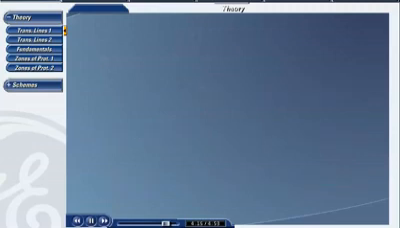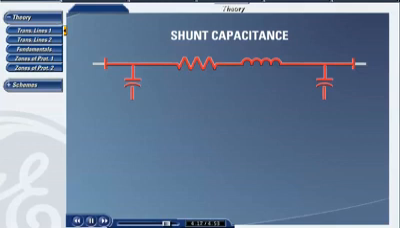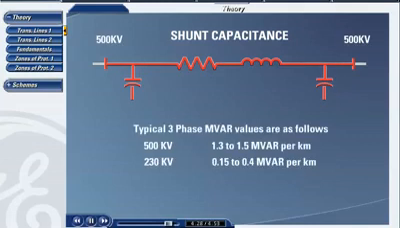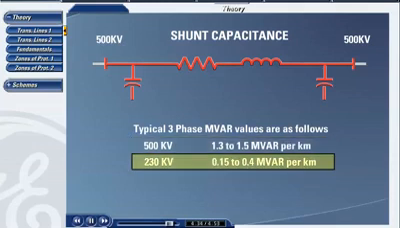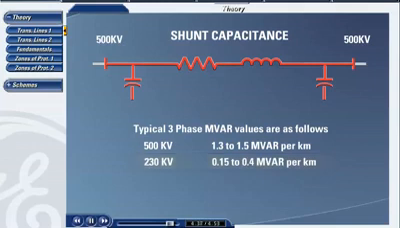Shunt capacitance occurs between the transmission lines and the ground. This capacitance counterbalances some of the inductance by adding leading MVARs on the line and helps bring the current and voltage back to unity power factor. Typical three-phase MVAR values are 1.3 to 1.5 megavars per kilometer for 500 kilovolt lines and 0.15 to 0.4 megavars per kilometer for 230 kilovolt lines.